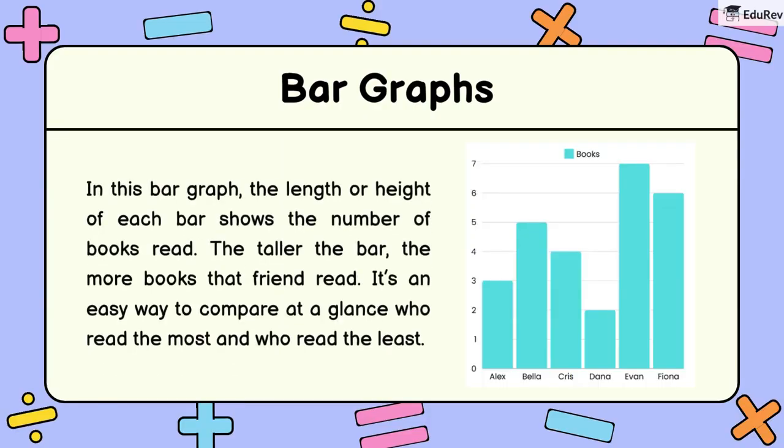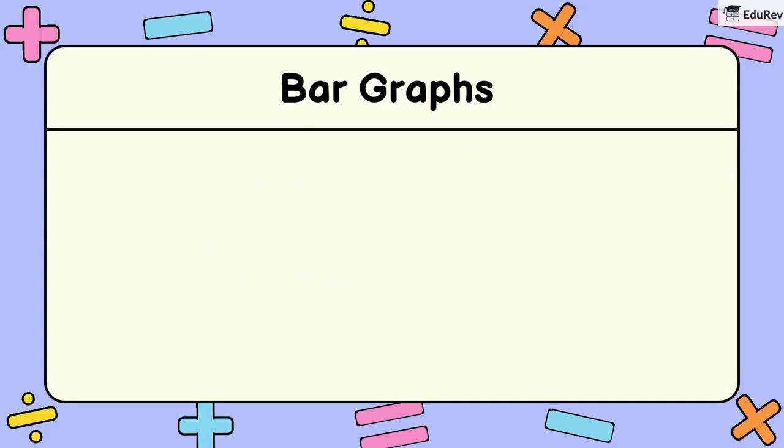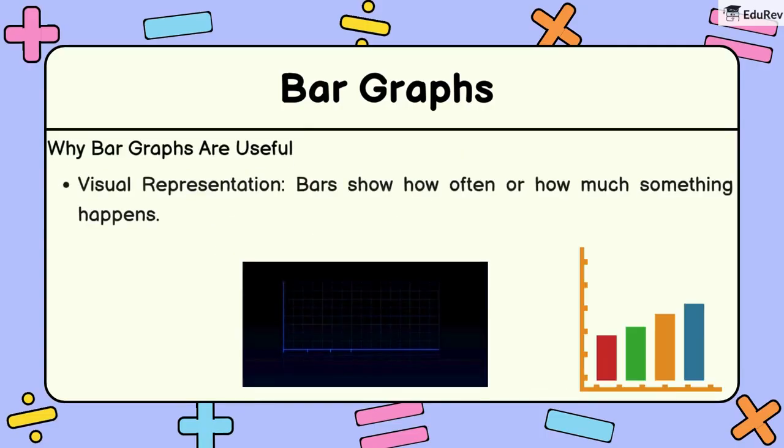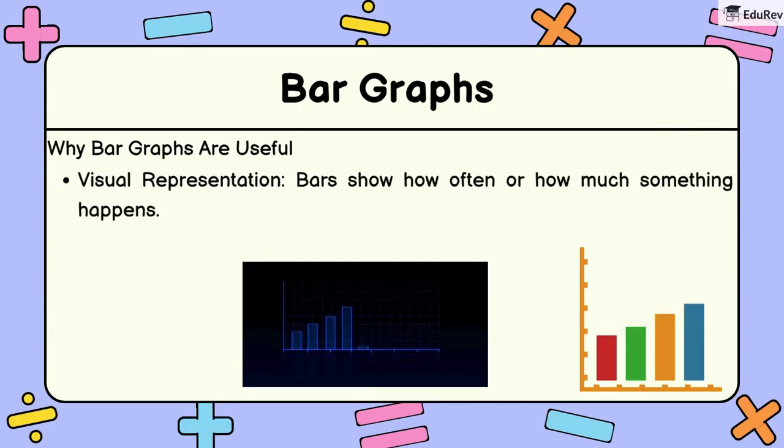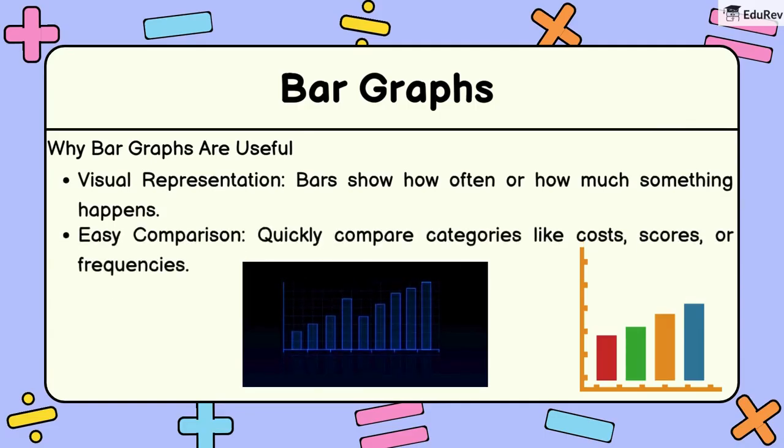In this bar graph, you can see that the taller the bar, the more books that friend read. This makes it easy to compare at a glance who read the most and who read the least. Bar graphs are useful because they provide a visual representation of how often or how much something happens. They also allow for easy comparisons between categories like costs, scores, or frequencies.